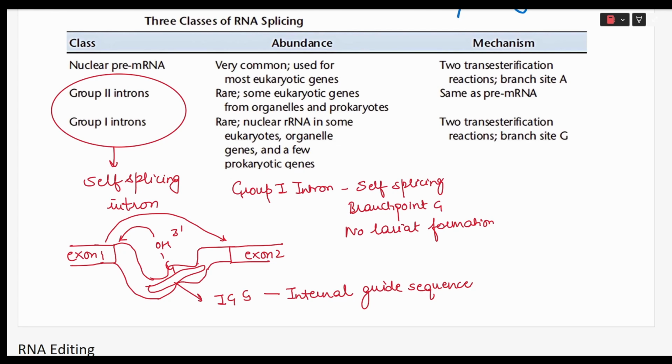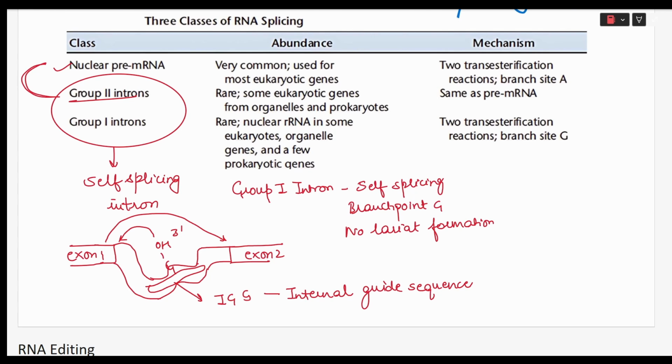The group 2 introns, it is believed that the modern nuclear pre-mRNA splicing mechanism has evolved from the group 2 self-splicing. That's why, if you take a close look here, I have put them closer to each other because they are almost the same. The structure, again, there will be a lariat formation here, right? It is almost the same as the pre-mRNA ones. However, there are some differences, but let's not go into that detail.